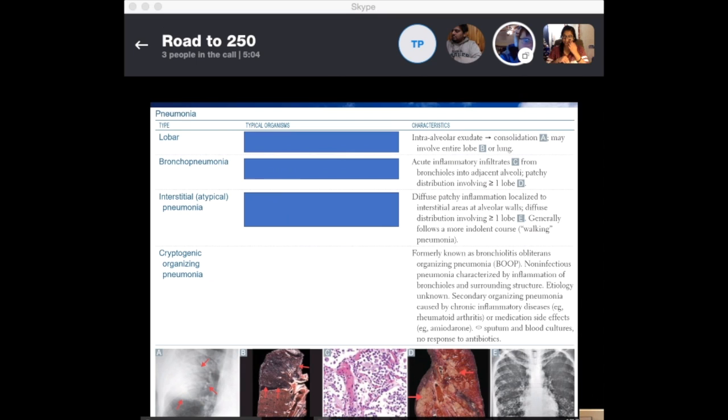So, we have different types of pneumonia here. We're going to be talking specifically about the atypical pneumonias, but just wanted to go over. So, lobar pretty much sounds just like it presents. You've got consolidation, which can involve either an entire lobe or an entire lung. So like you can see here in this chest x-ray.